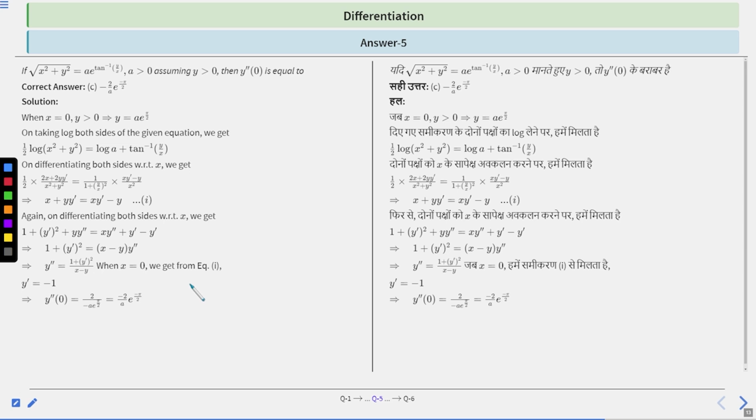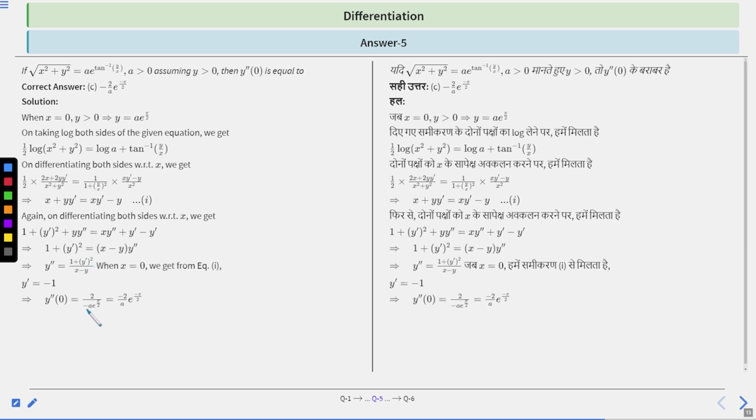At x equal to 0, we get from equation 1 that y' is equal to −1. Therefore, for y''(0), put x equal to 0 here. Since y' is equal to −1, we put y' equal to −1 and x equal to 0.